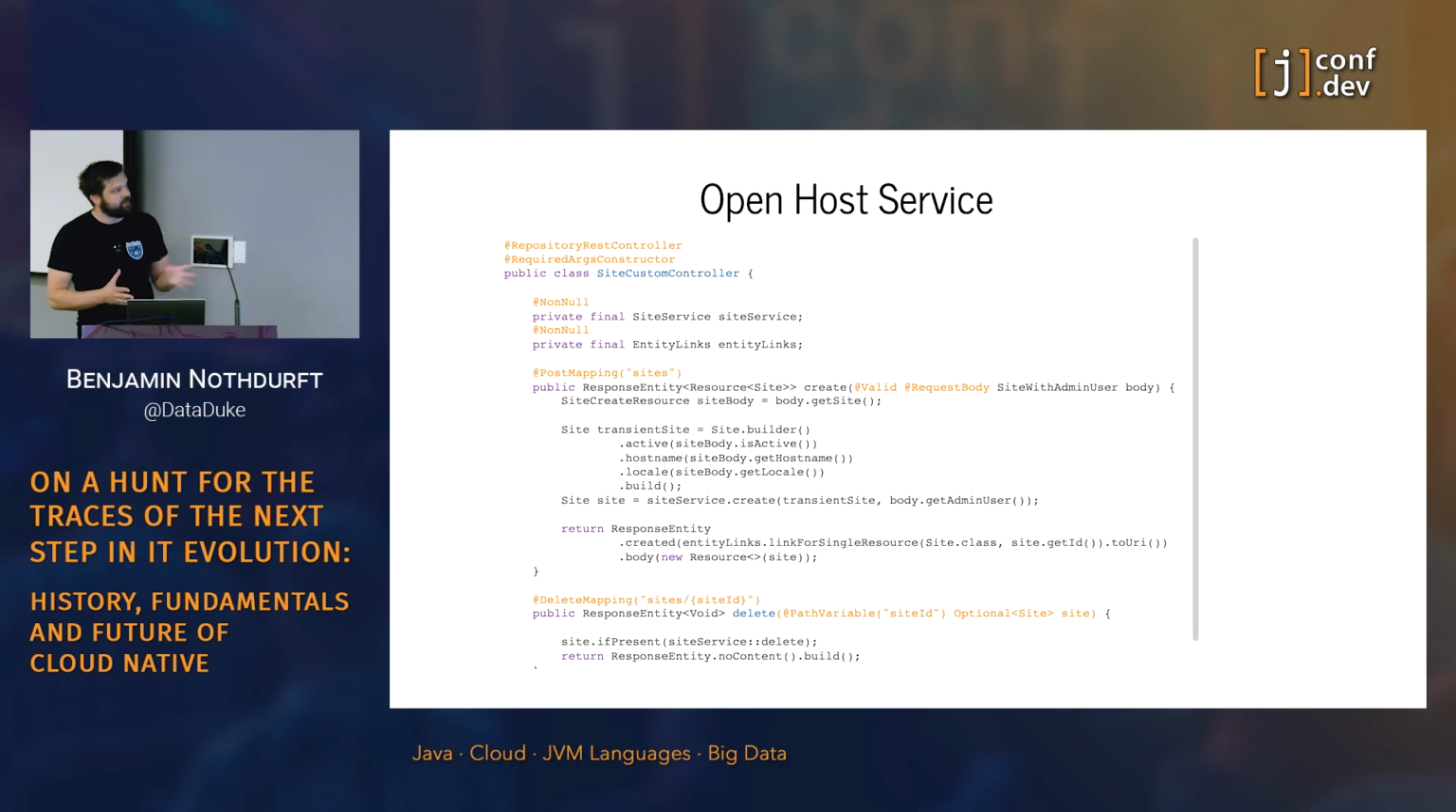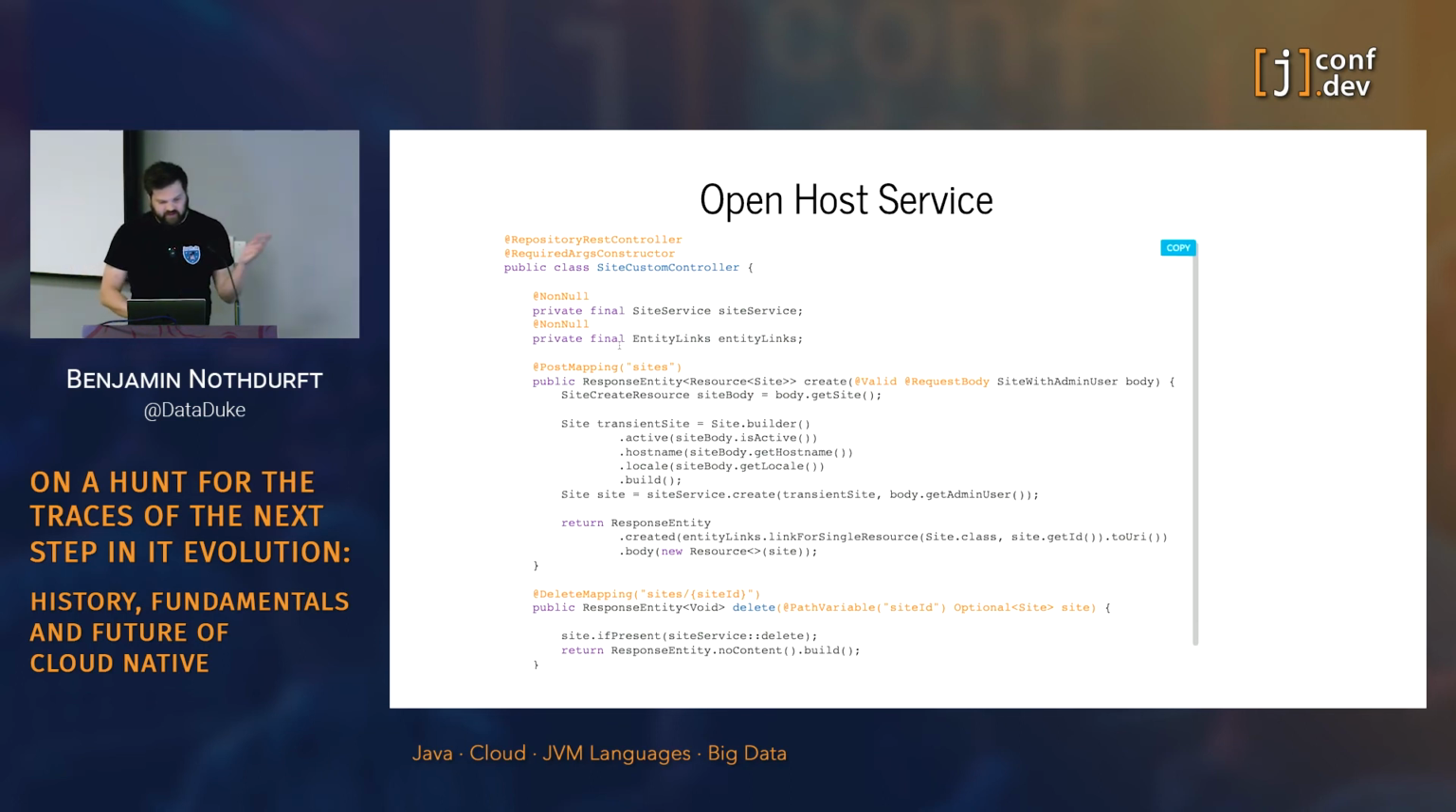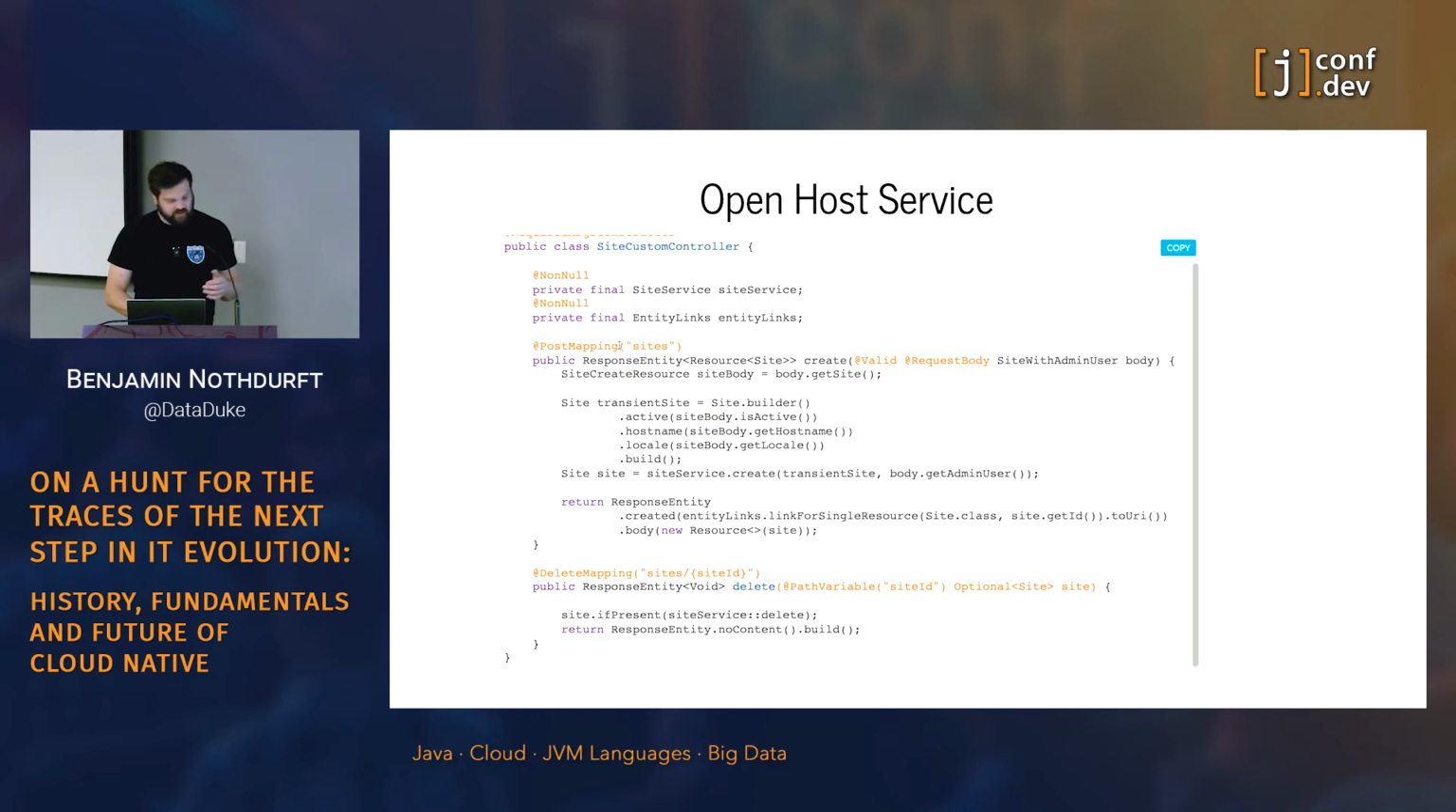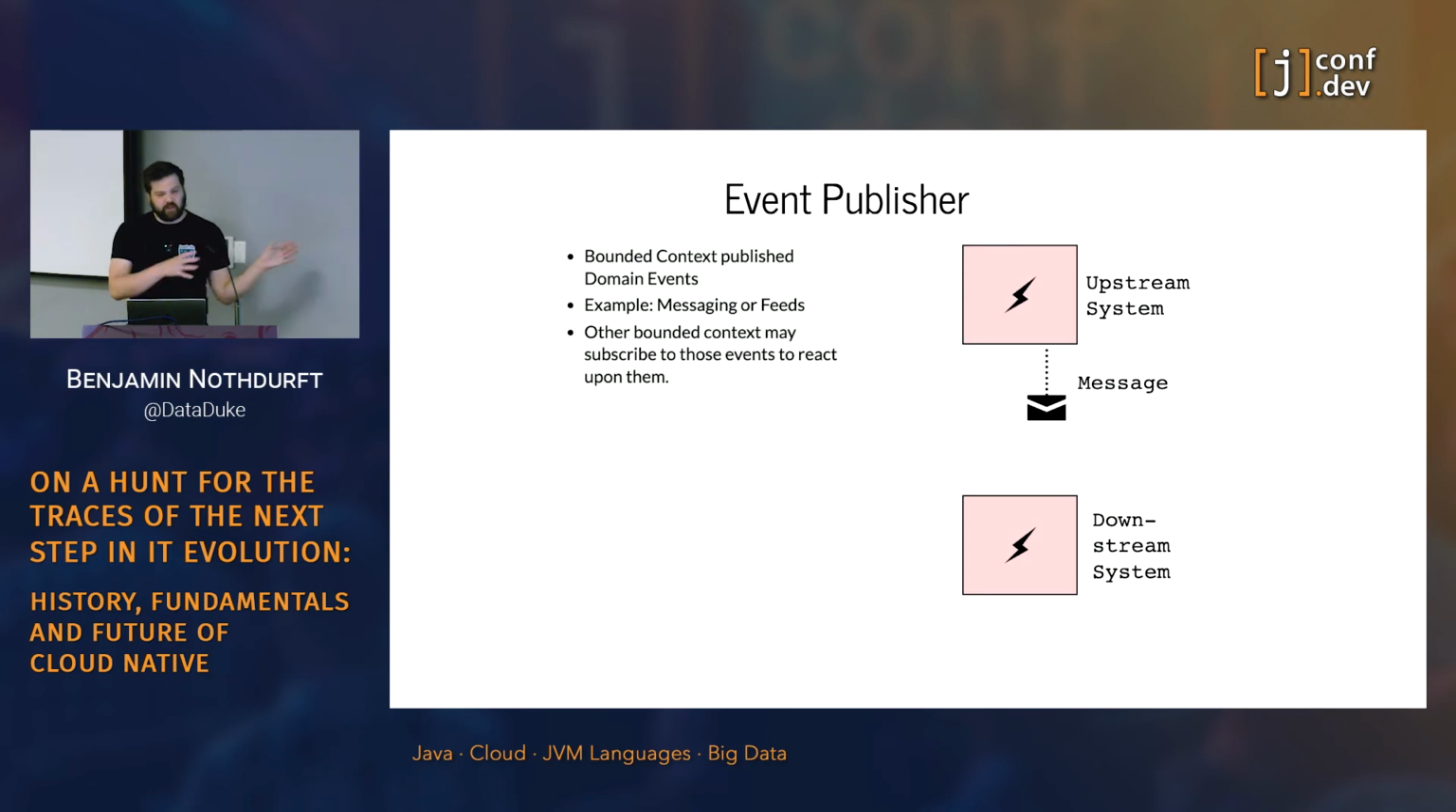Here is an implementation example. I think everybody has seen some REST controllers, so I won't go into detail. Here it is realized with Spring. A substitute or subtype of the open host service, as it is also coined in the books by Vaughn Vernon, is the event publisher. And here we see that we just give away a message. So the point is that it's more asynchronous, and some behavior still stays the same, but we use messaging. So this is the event publisher.